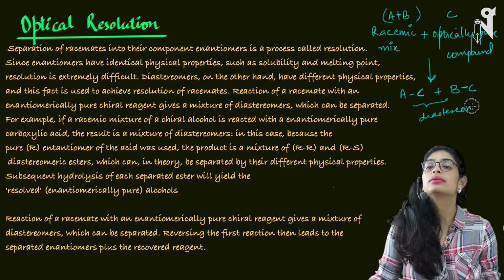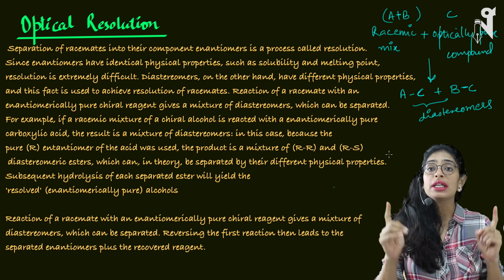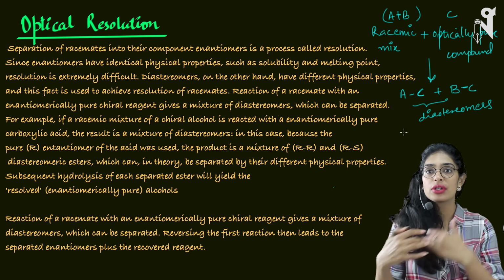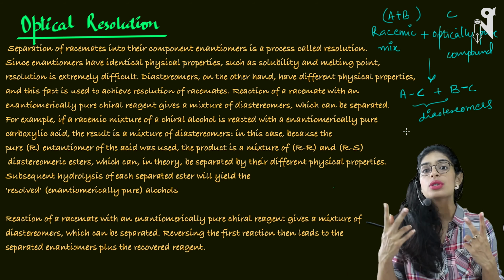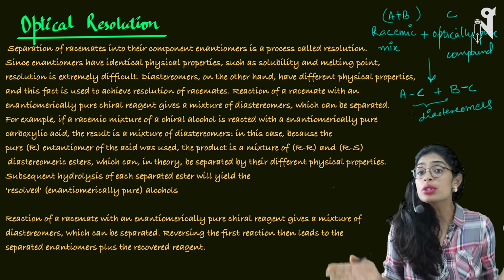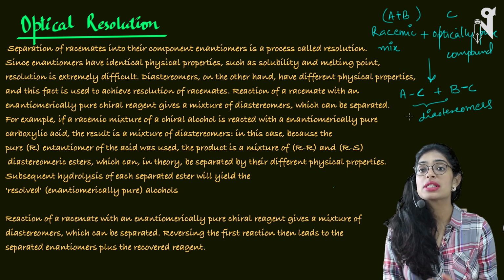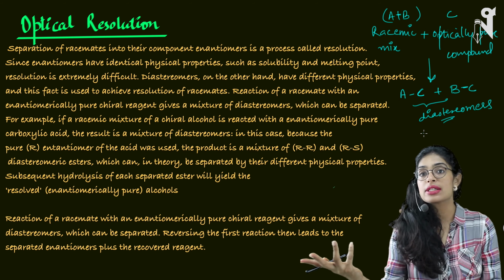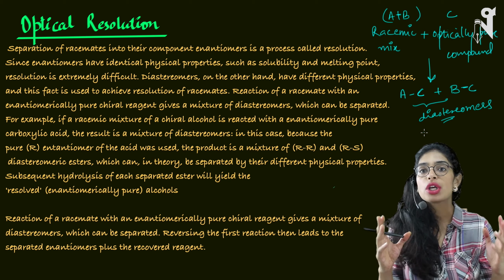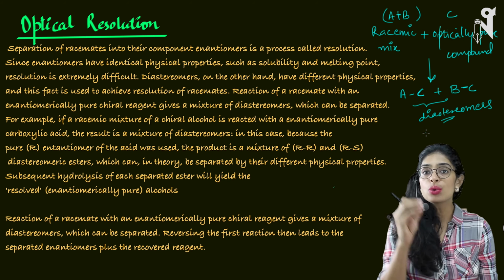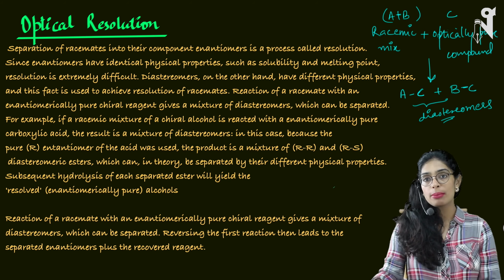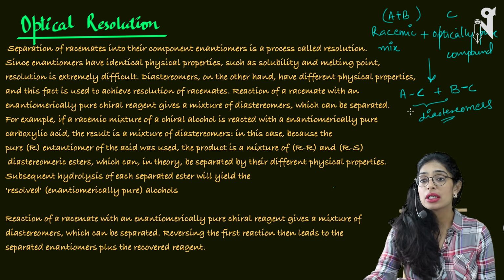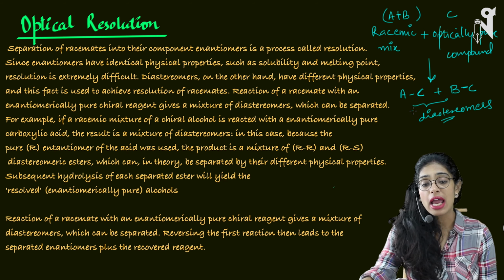Diastereomers. Separating enantiomers was very difficult because we could not use any physical method. But now, after the reaction, what we have in the product is two diastereomers. And diastereomers do differ in their physical properties, and you can separate them through various methods like distillation or crystallization. There are a lot of other physical methods you can use to separate them out. So you will separate these diastereomers from each other through any physical method, and once the separation is complete, now you can reverse the reaction.